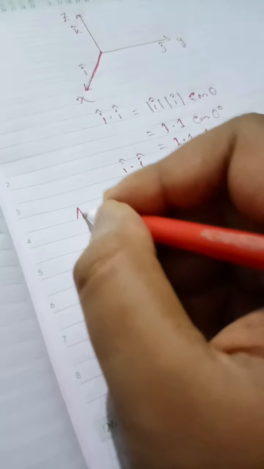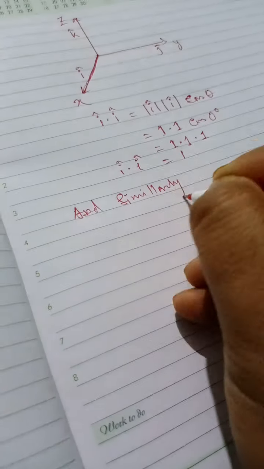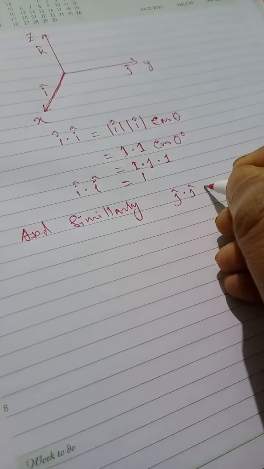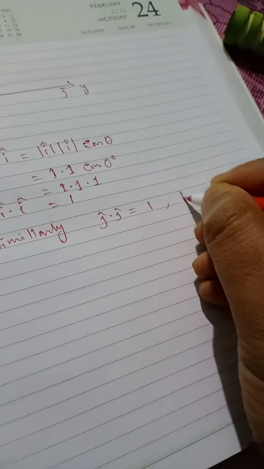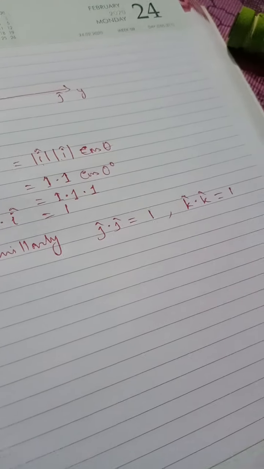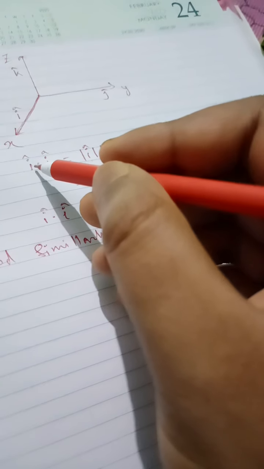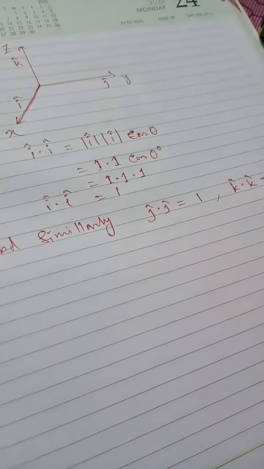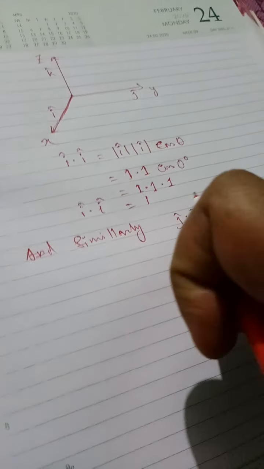And similarly we can prove that j cap dot j cap is also 1, and k cap dot k cap is also 1. That means we can say that the dot product of any unit vector with itself, i dot i or j dot j or k dot k, all are equal to 1.